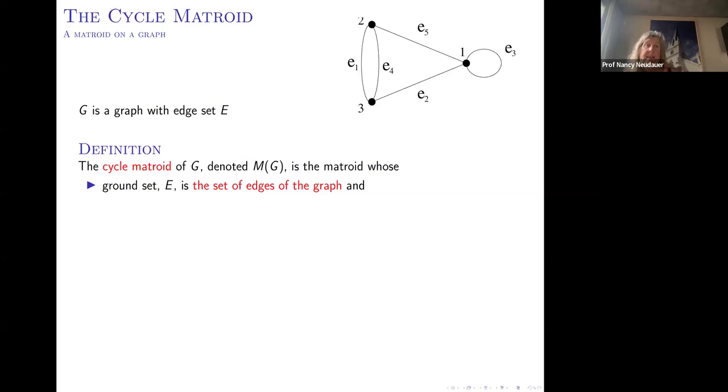And so we have what we call the cycle matroid. So you take any graph with edge set E, then the cycle matroid is denoted M of G. And to decide what any matroid is, we simply have to know what is the ground set, or the set of elements, and what are the bases. So here the ground set is a set of edges. And the set of bases is, as you expect from the earlier example, the set of spanning trees of the graph.